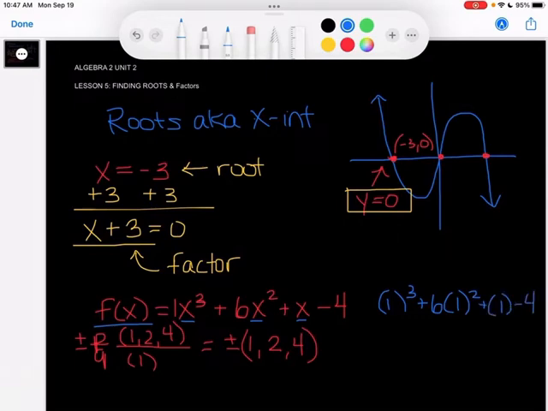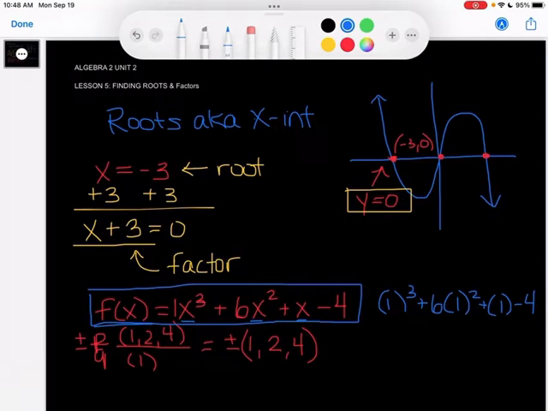Okay, you can do it by hand, or you can type that into your calculator. You can also use your table feature on your calculator, or y equals, depending on which calculator you're using, and you plug this function, x cubed plus 6x squared plus x minus 4, plug that in, and then you can go to your table and check all these values, 1, -1, 2, -2, etc. But for this one, I'm just plugging it in one at a time.